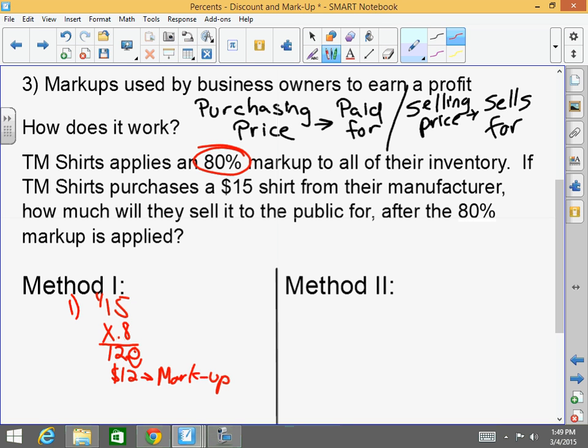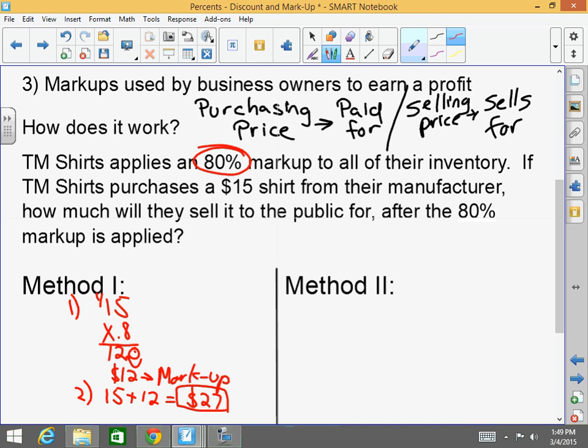So now step 2, you take what you purchased it for plus the $12 markup, and you're going to sell it for $27. And you're making 80% profit. Does that make sense?